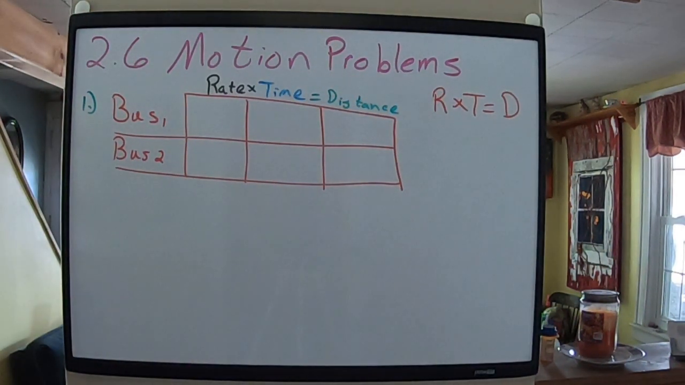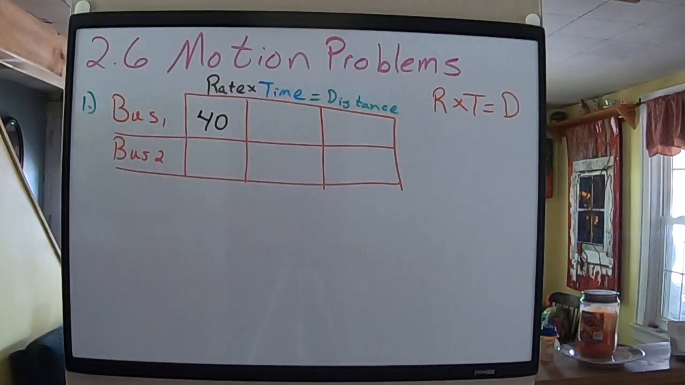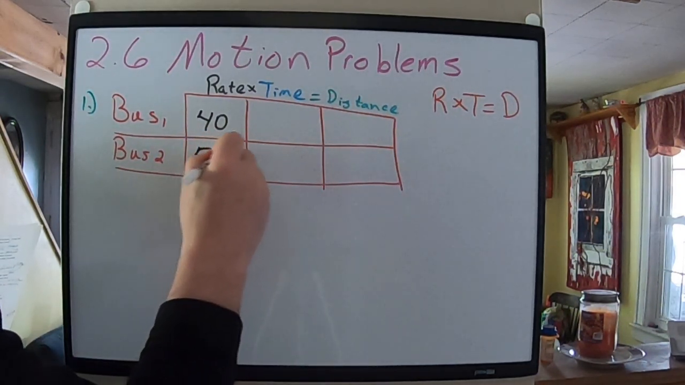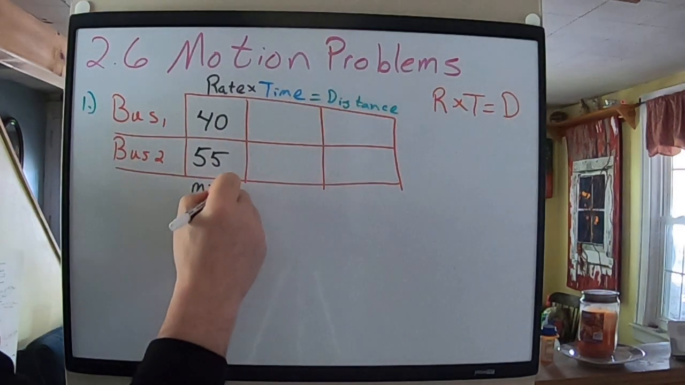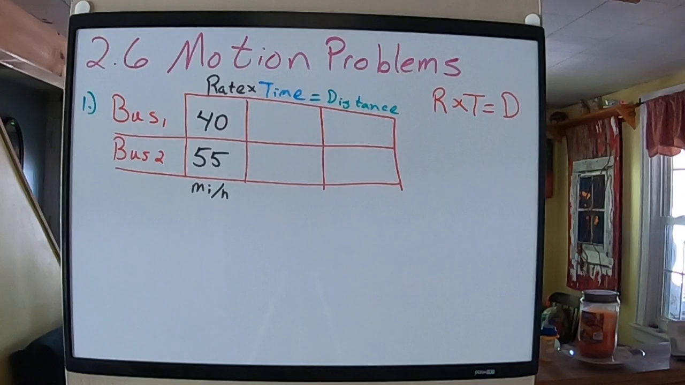All right. So it tells me that the first bus travels 40 miles per hour. The second bus is 55. Now, if you want to, you can always put the miles per hour down here. Don't put it inside the same box, because then you might think it's a variable, and we don't want that to be an issue for you.